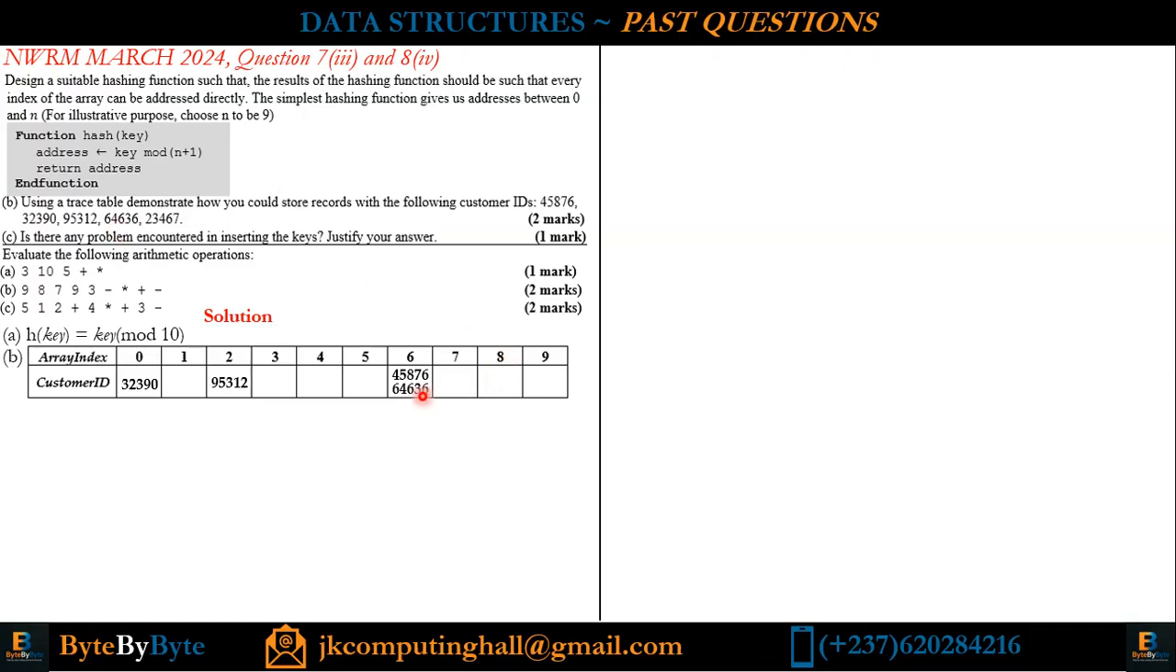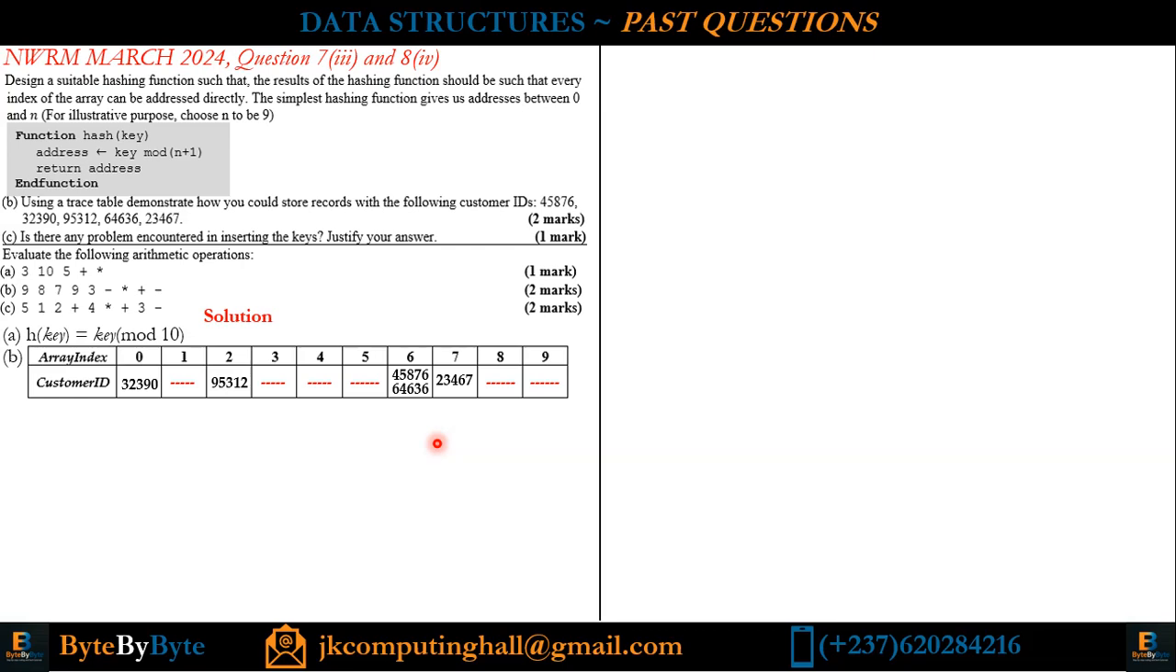Do not ask me why I'm storing it here, because in this question, no method of handling collision was given, and we were not asked to handle collision. They just said, use a trace table to demonstrate how you could store records for the following customer IDs. That's why from the index I have, I store the element at that position. So this will return 7. That's where it's going to be stored. And the numbers are all okay. There is no number to be computed again, so the other cells are empty.